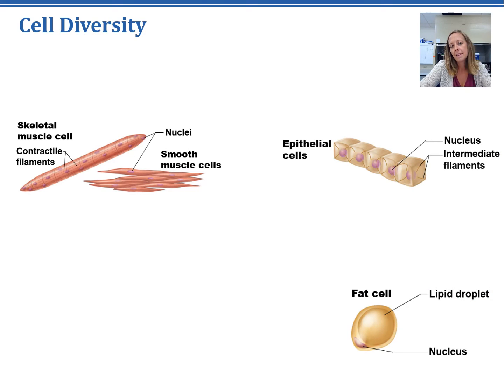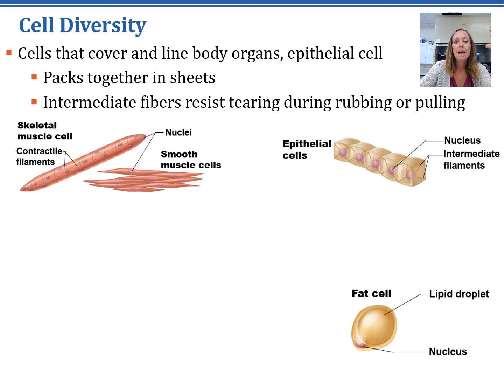So for cell diversity, all cells are different, and the different cells have to come together to make these organs. Cells that cover and line body organs are going to be epithelial cells. They're packed closely together, like this one over here, so there's not a lot of space between the cells, and they have fibers that resist tearing or pulling. They line all of our organs and cover all of our body.